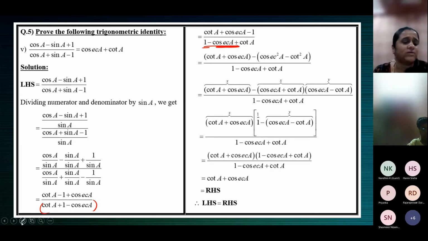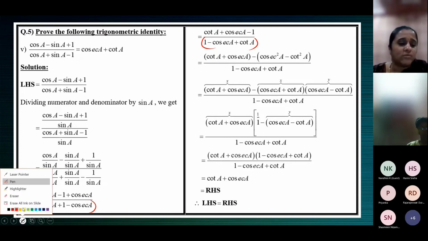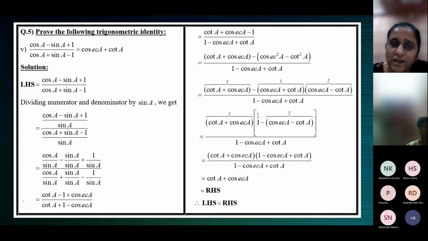Now you will ask me, how will I know that there are so many identities of them? How do I know that here I have to write it as 1 minus cosecant A plus cot A? We don't know. So you will write it as it is only. You don't have to write it like this. Okay, so denominator, no change. Write it as it is.